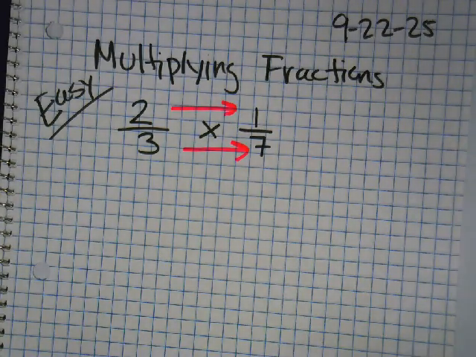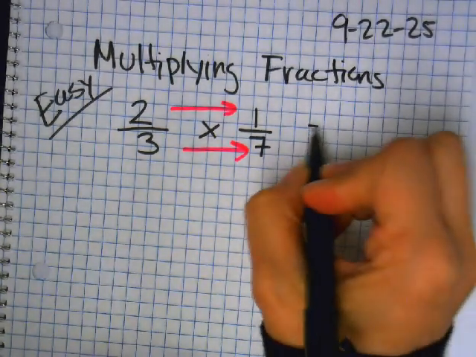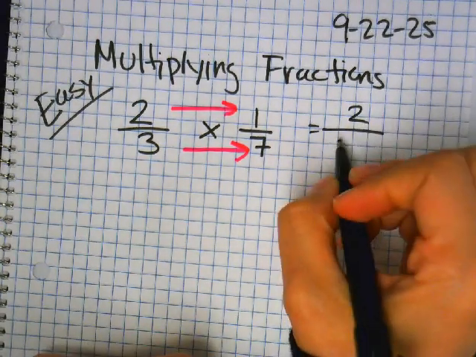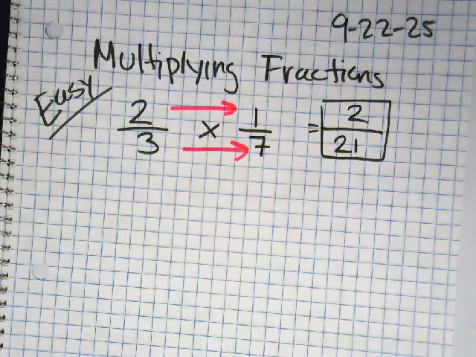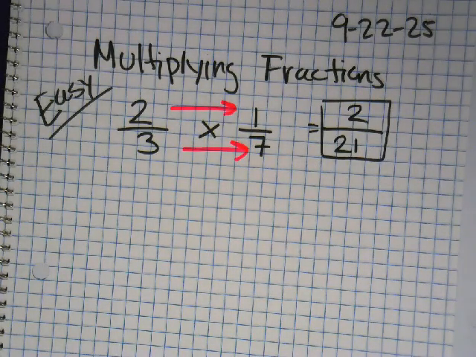So what's 2 times 1? 2. What's 3 times 7? 21. And you're done. That's it. Unless you have to simplify. And then we'll get into that in a second.